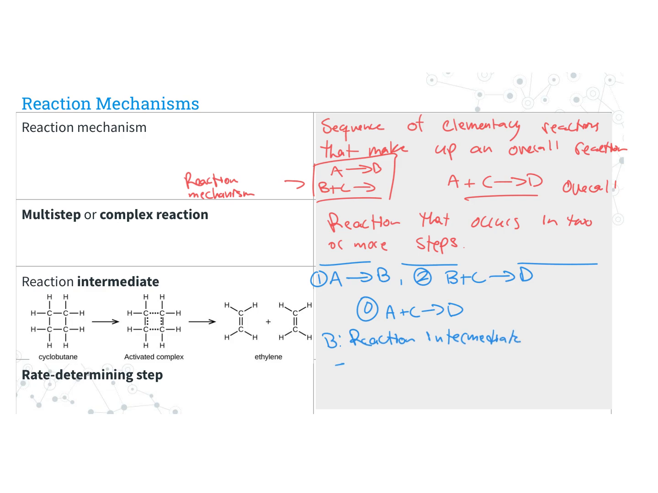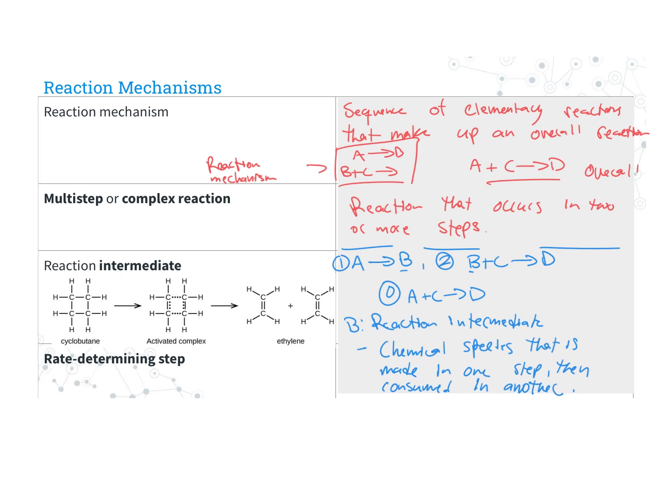And a reaction intermediate is a chemical species that is created or made in one step, then consumed in another. It's important to note that, right, I make B in step 1 and I use B in step 2, but it does not show up in the overall reaction because it gets consumed in the overall reaction.